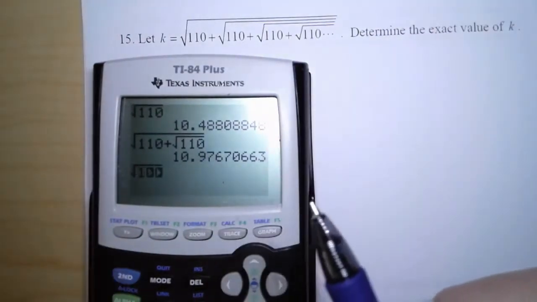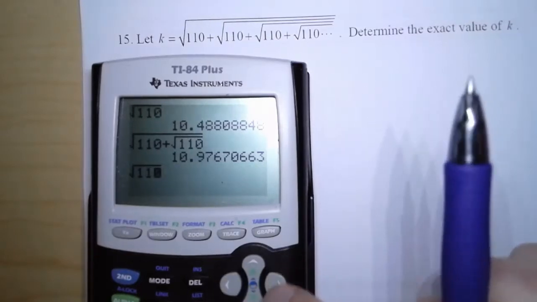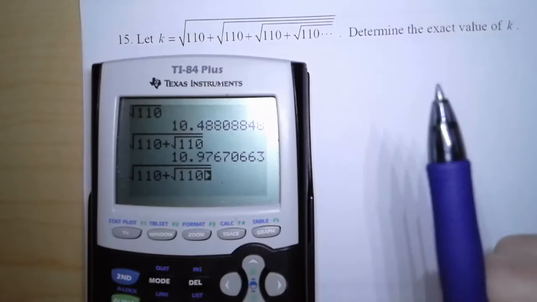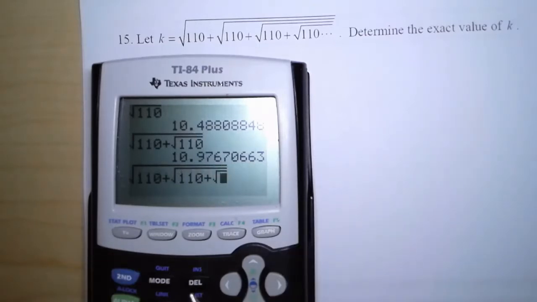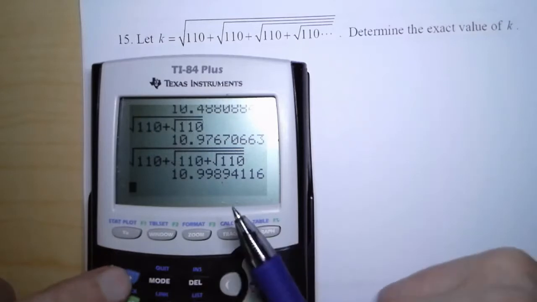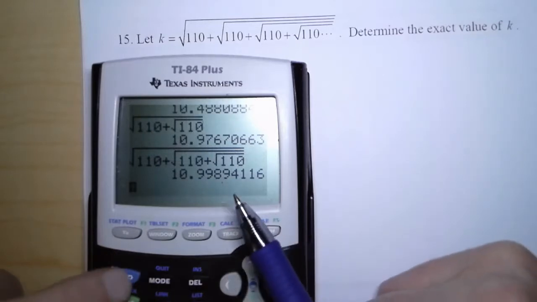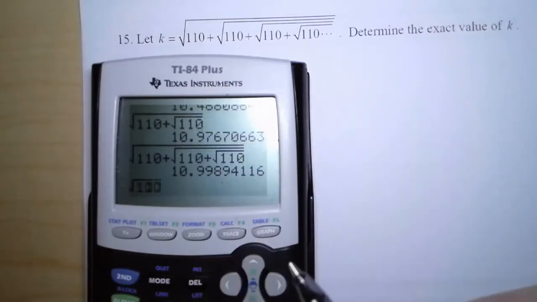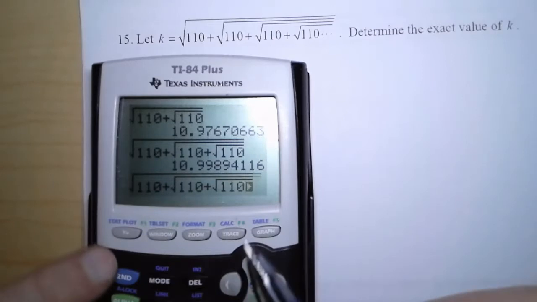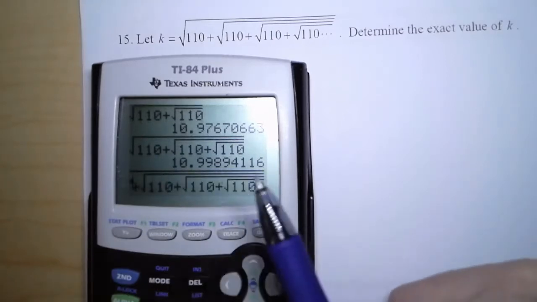And then we have the square root of 110 plus the square root of 110 plus the square root of 110. All right, so we've done it 3 times. So now let's try 4. The square root of 110 plus the square root of 110 plus the square root of 110 plus the square root of 110.